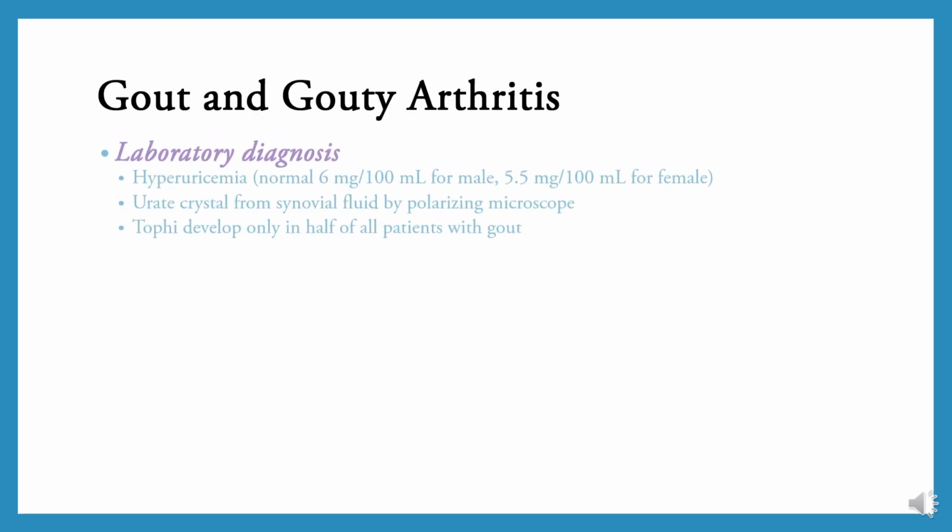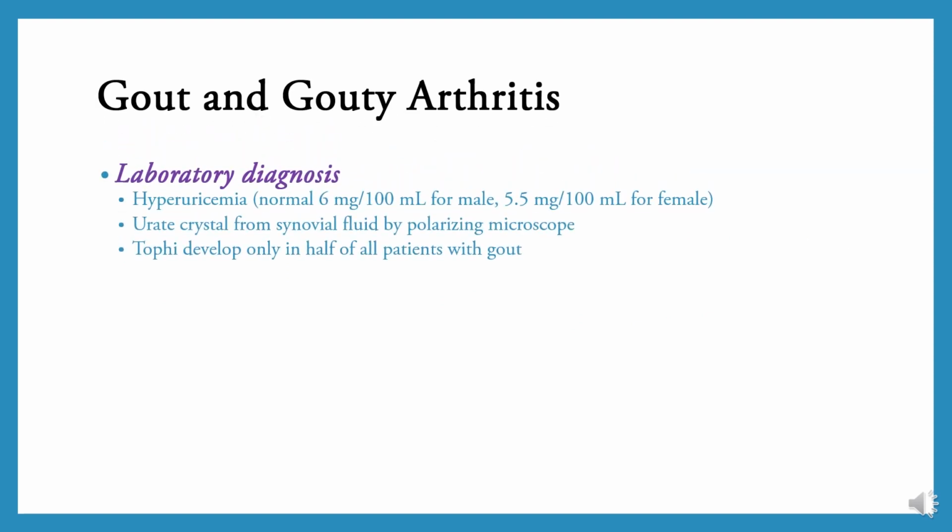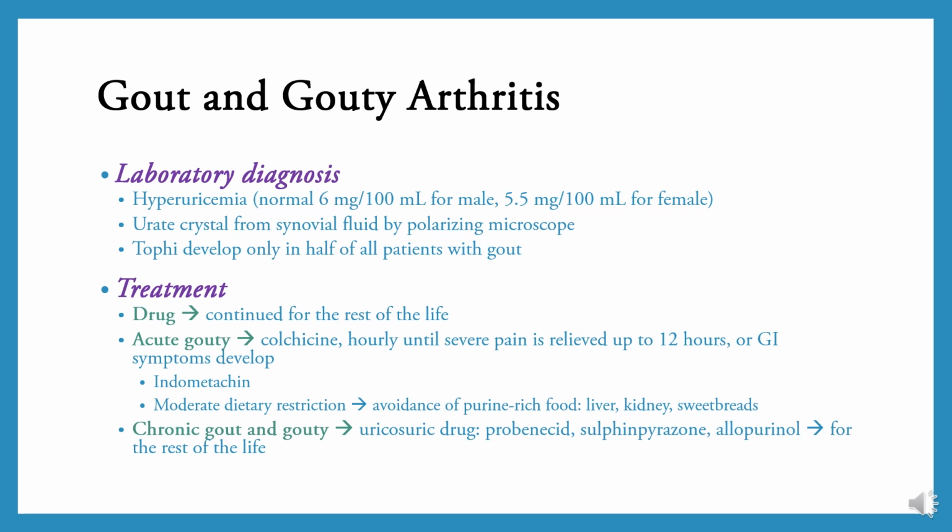In laboratory diagnosis, we could see hyperuricemia and urate crystals from synovial fluid under the polarizing microscope, and tophi develop in only half of all patients with gout. For treatment, the drug should be continued for the rest of life. For acute gout, colchicine is given hourly and severe pain is relieved within up to 12 hours. For chronic gout, we could use uricosuric drugs such as probenecid, sulfinpyrazone, or allopurinol for the rest of life.